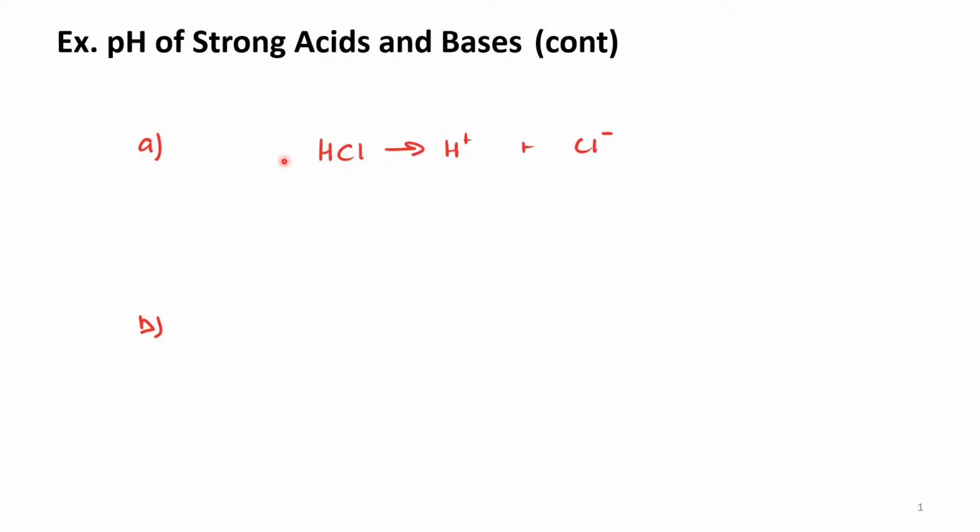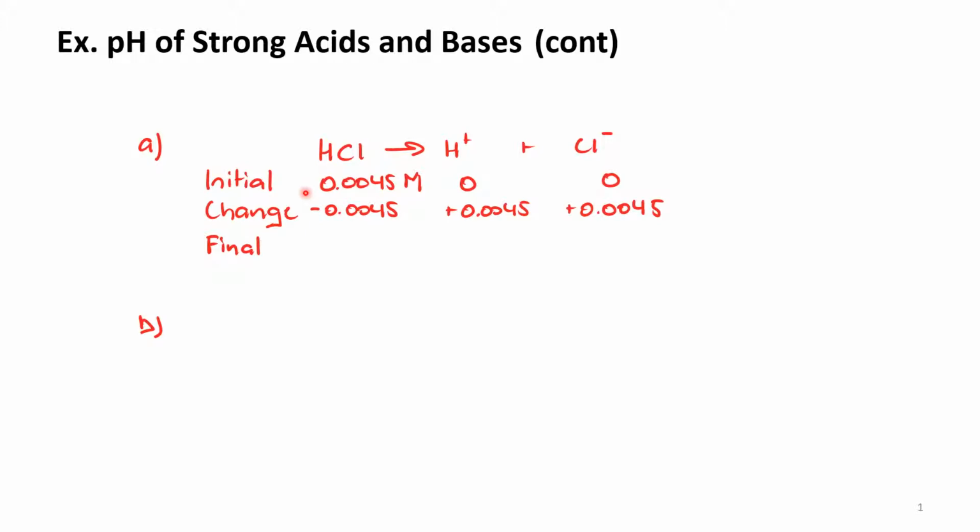Next, we need to write the initial change and final concentration table. The initial concentration was given in the question, and that is 0.0045 molar. Since we don't start with any H plus or Cl minus, the initial concentrations of those are 0. And since we know that the reaction goes to completion, all of the hydrochloric acid is consumed in the reaction, and so the change in HCl is negative 0.0045 molar. Looking at the balanced reaction, we see that 1 mole of HCl produces 1 mole of H plus, and so here the stoichiometry is 1 to 1.